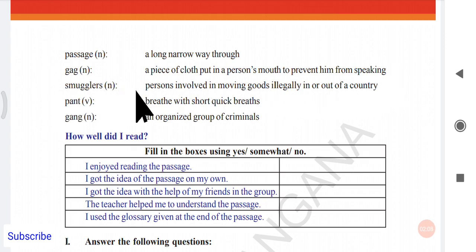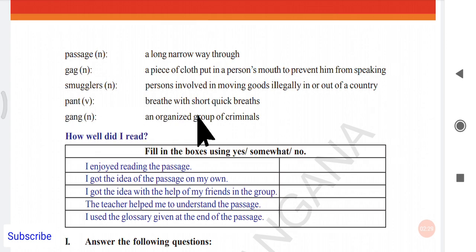Next, smugglers, persons involved in taking goods illegally in or out of a country. Goods which come into the country illegally, or go out of the country illegally. Whoever does that type of activity is called a smuggler. We all know it.